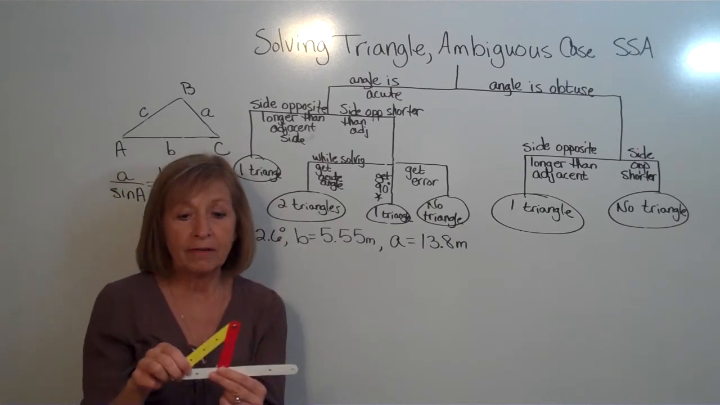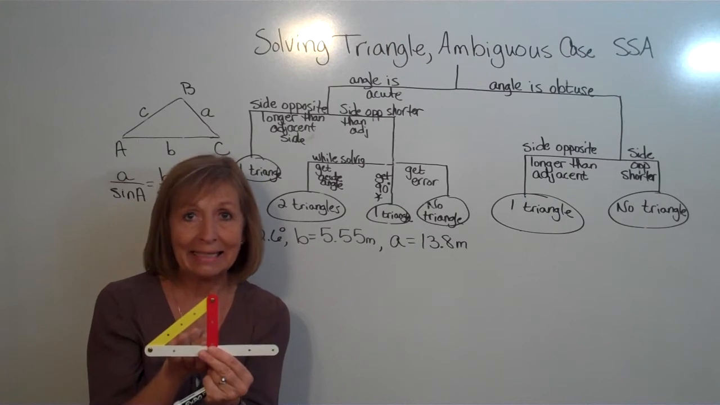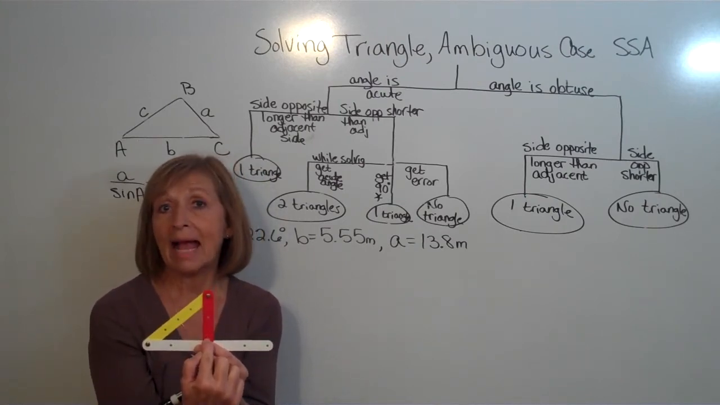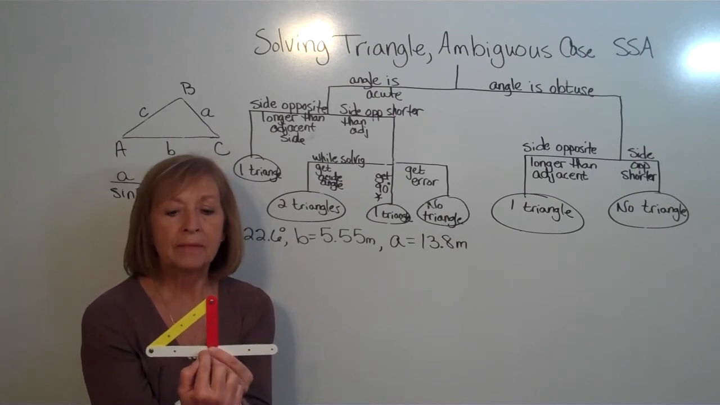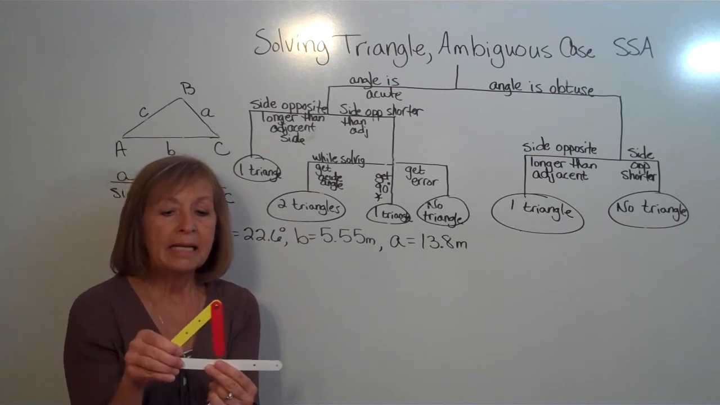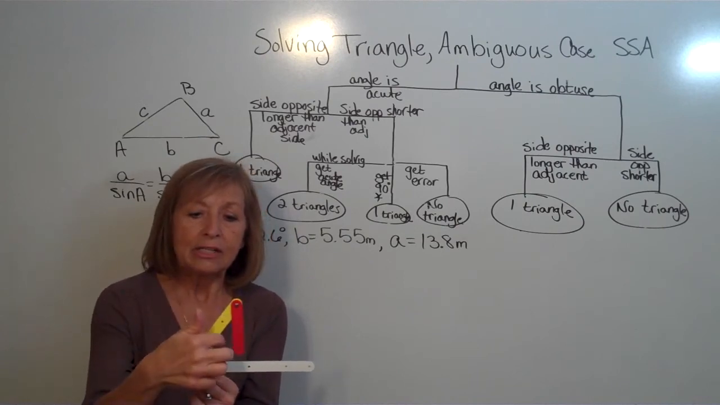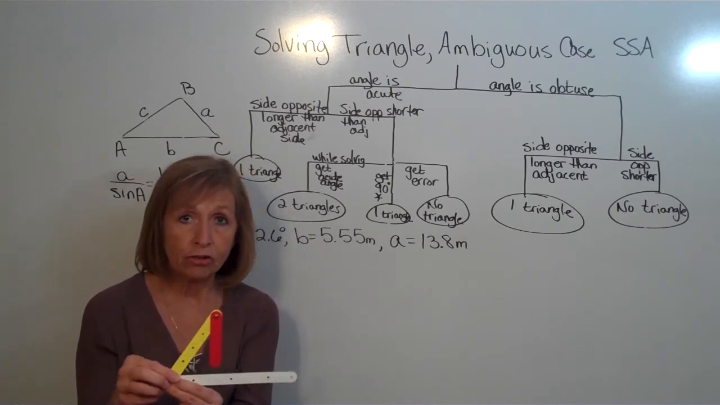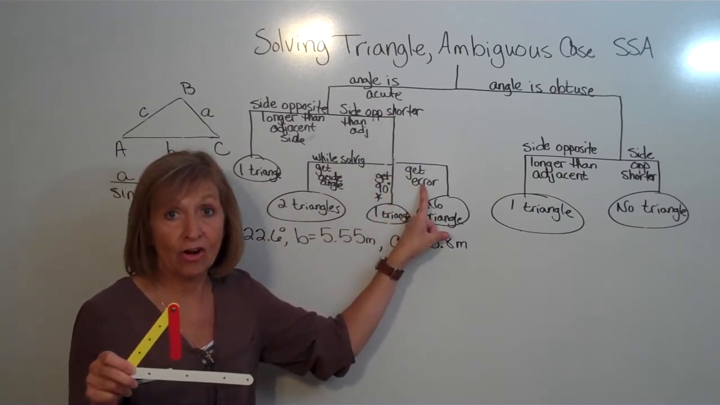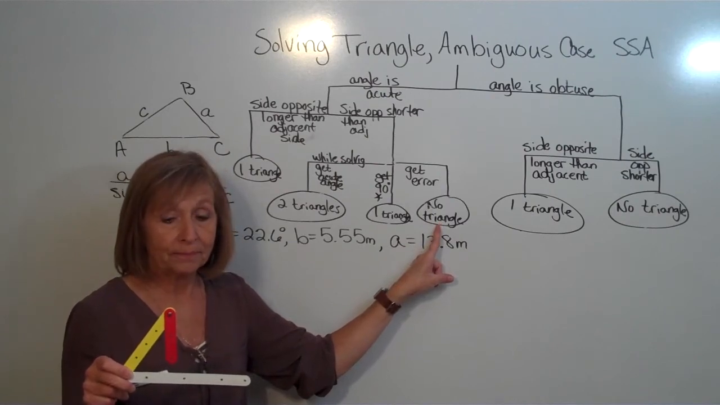Now, if when I'm solving it I get exactly a 90-degree angle, that means this opposite side was exactly the right length to touch the side down here, and you just get one triangle. But if with my acute angle this side opposite is too short and won't make a triangle, then while you're solving it, you're going to get an error in your calculator, and that means there will be no triangle.